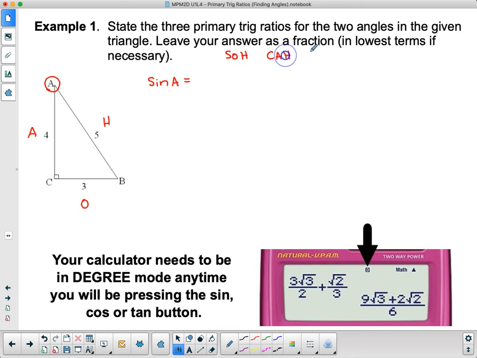SOHCAHTOA. Sine is the O, and the O divided by the H. So O divided by the H is 3 over 5.